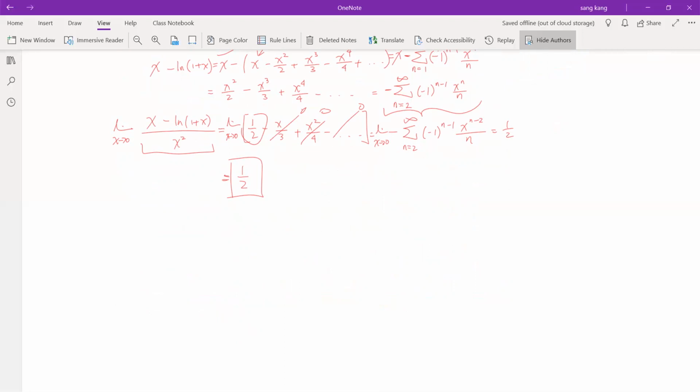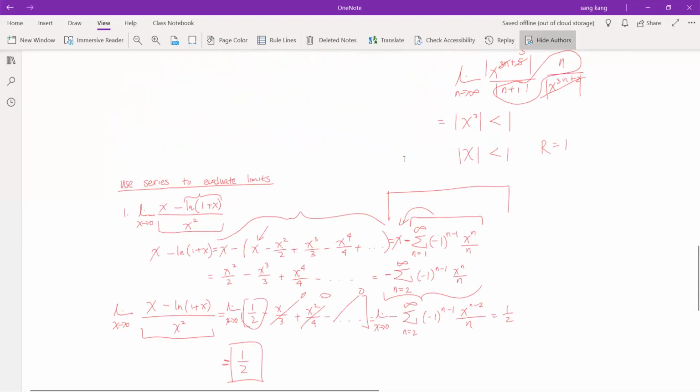Okay, I have a couple more problems. They're very similar. Okay, so the next one is the limit as x approaches 0 of sine x minus x plus 1/6 x cubed, over x to the 5th. So basically pretty much the same steps as above.